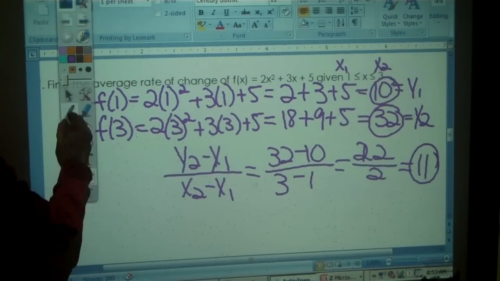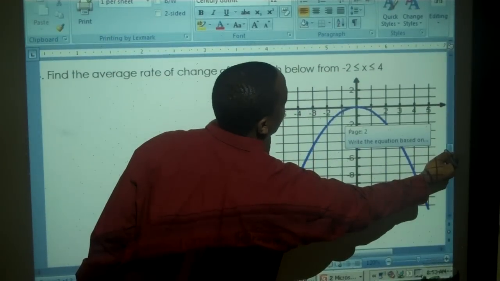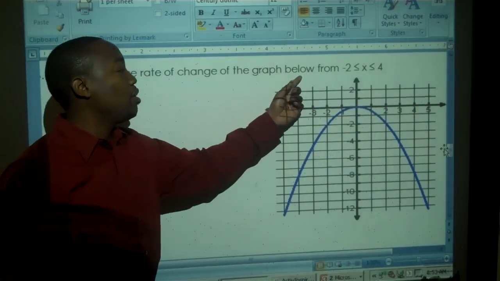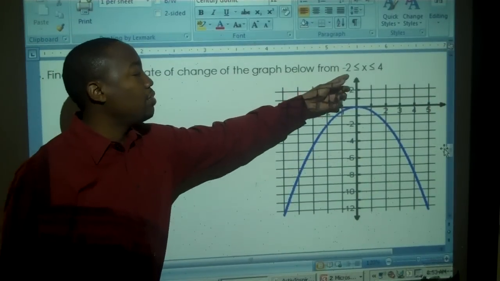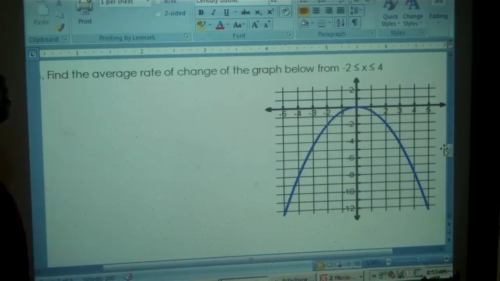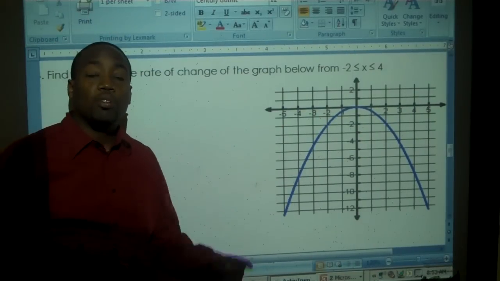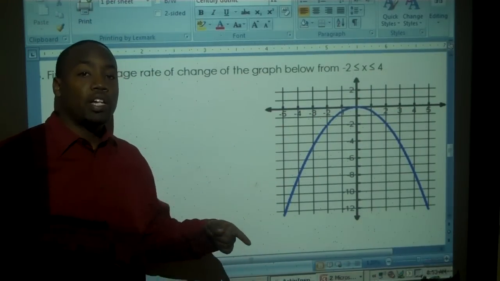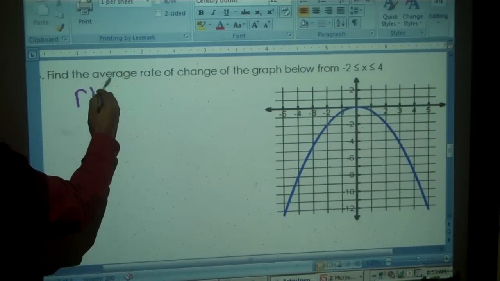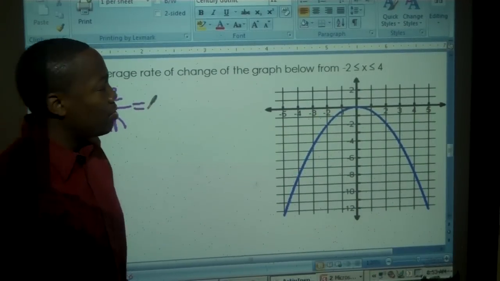Now let's look at when we have a graph. So let's scroll this down. We have a nice graph right here. So we fall into finding the average rate of change of a graph below. This is the graph below, from -2 to x less than or equal to 4. So the way this works is what I said earlier about the slope. It could be the equation y2 minus y1 over x2 minus x1, or it could be simply rise over run. So how does rise over run work for this situation?